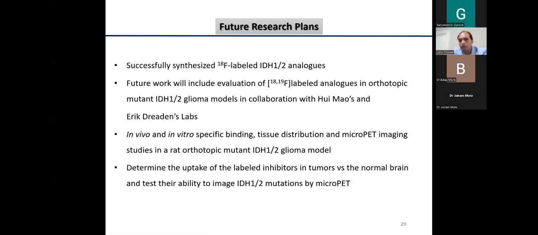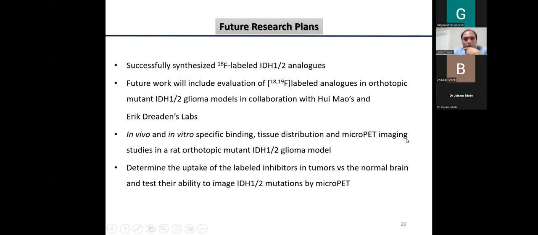So, in summary, we successfully synthesized the IDH1 and 2 analogs, and now we are going to use those analogs in in vitro and in vivo studies, where we check the binding affinity of these compounds and tissue distribution, and we take microPET images of these compounds.